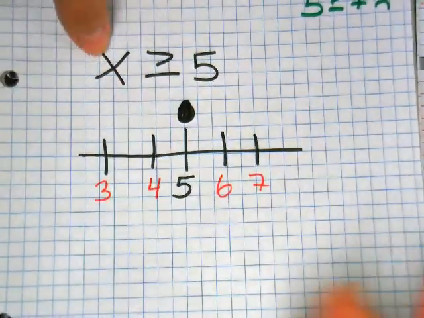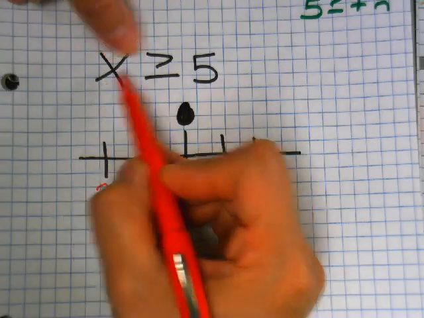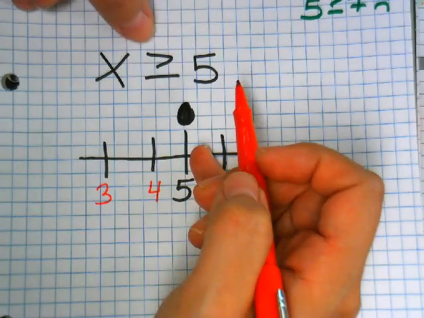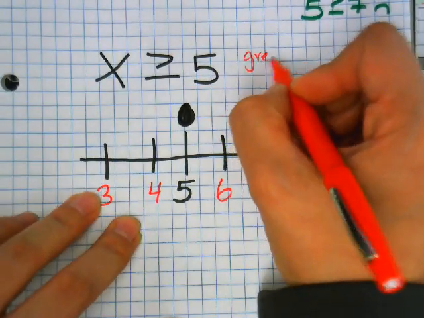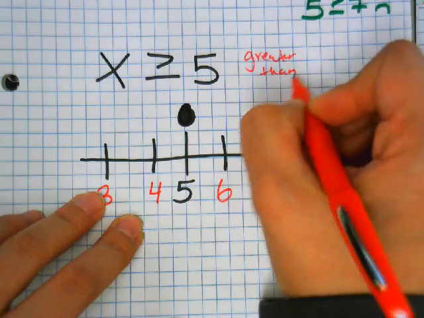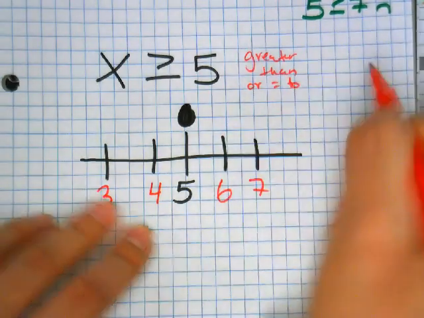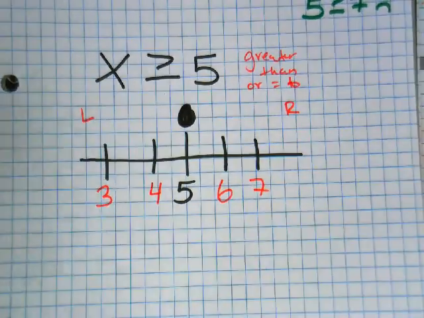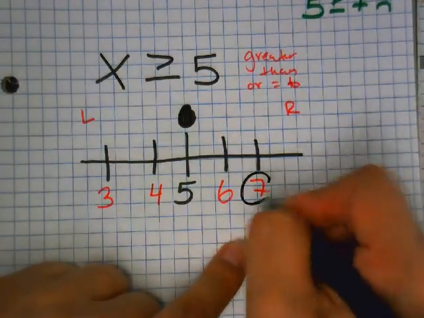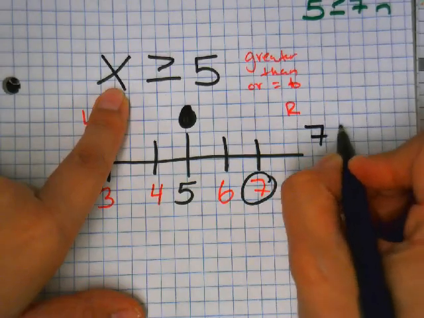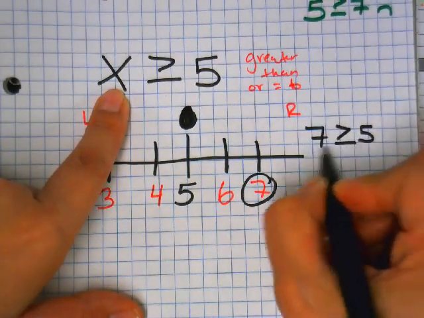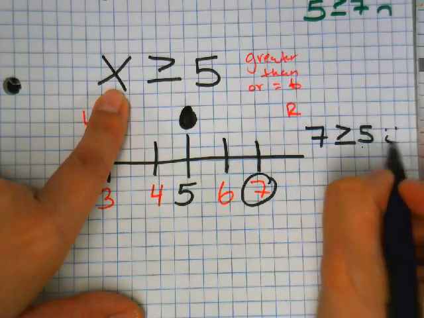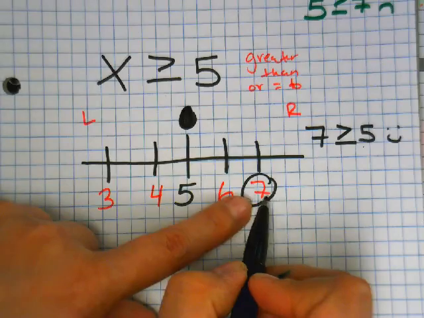Now let's read the problem. The problem says x is greater than or equal to 5. So I'm looking for numbers that are greater than or equal to 5. Is that going to be on my left side or on my right side? Well, let's pick a number. Let's pick 7. Is 7 greater than or equal to 5? Is the alligator happy here? Is the alligator eating the bigger number? Yes. So that means that I have to shade where the 7 is.